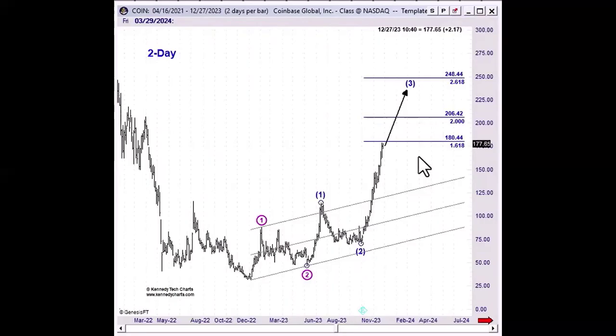So simply put, everything that we're looking for in Coinbase has transpired quite nicely since November. And as we trade into February, March, I will be looking for additional rally, at least up to a little bit above 200, if not all the way up to 250, before our next significant pause in Coinbase.